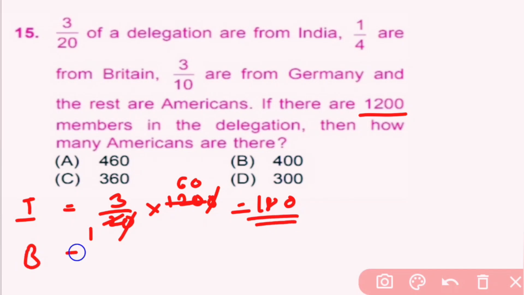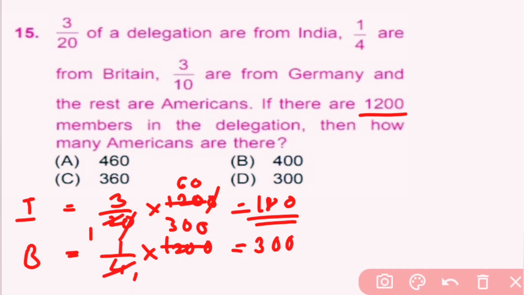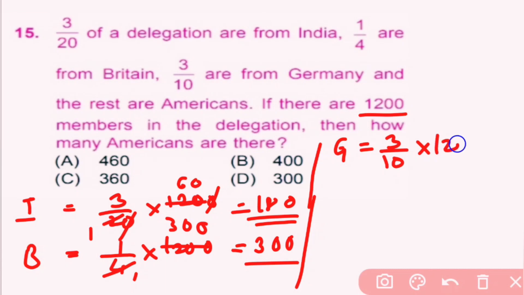Then from Britain, 1 by 4 into 1200. Here 4 ones are 4, 4 threes are 12 and this 0 0 means 300 from Britain. Now from Germany, 3 by 10 into 1200. This 0 will get cancelled and 3 into 120 is 360.